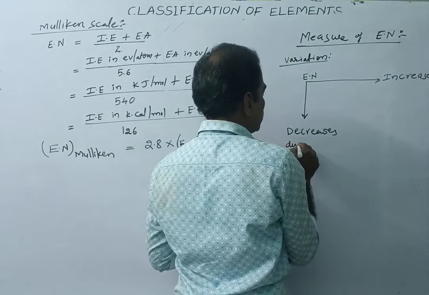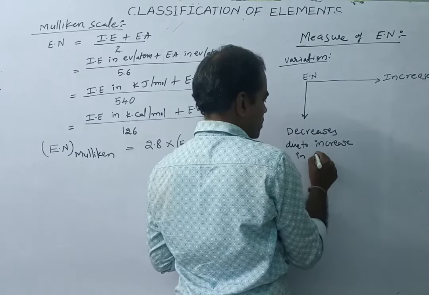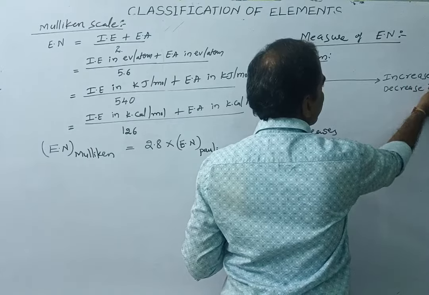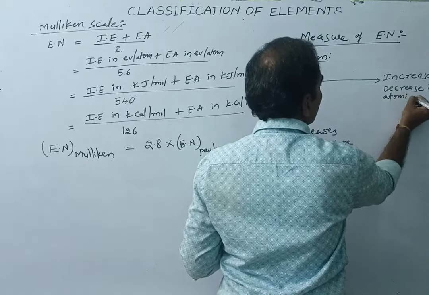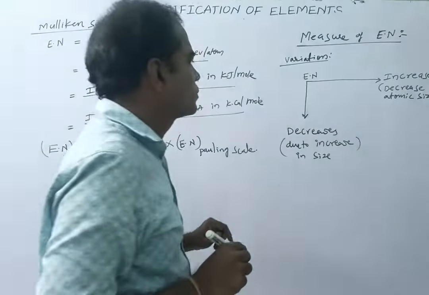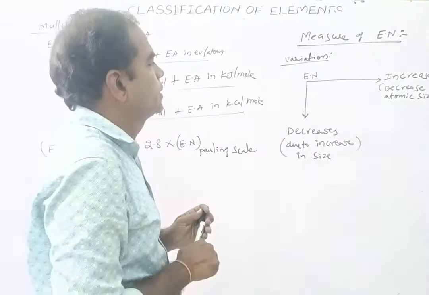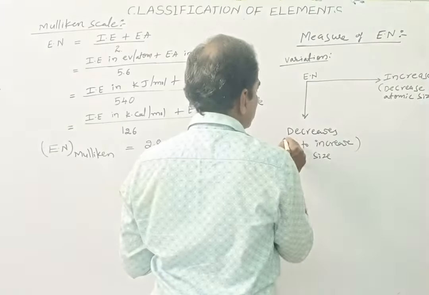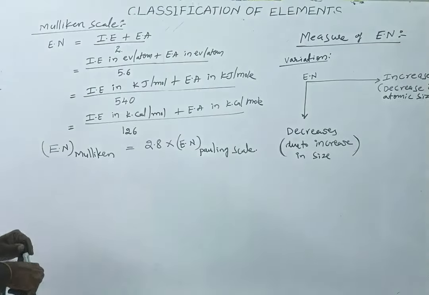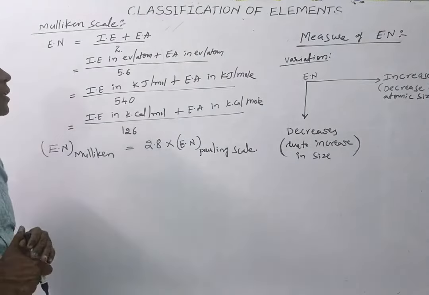Here, due to the increase in atomic radius down the group, and here, the decrease in atomic size along the period. The reason: electronegativity down the group decreases, and along the period increases. This is about electronegativity. Next, electropositivity.